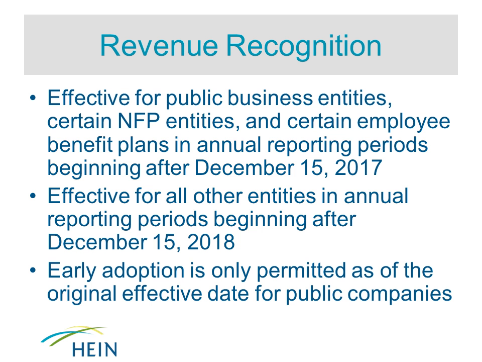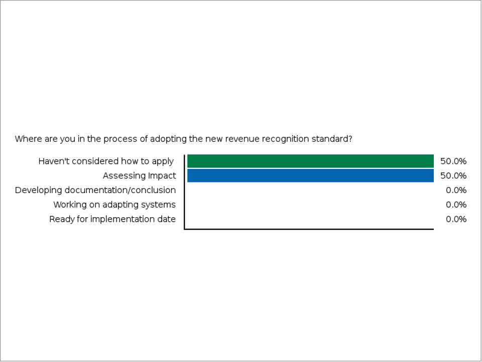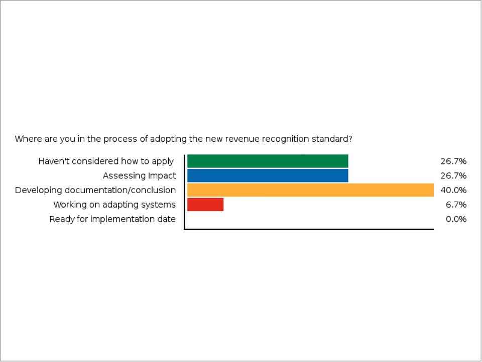We've got a polling question first. So we're going to start there, which is for the attendees. If you could please answer the question here. Where are you in the process of adopting the new revenue recognition standard? Having considered how to apply, assessing the impact, developing documentation/conclusion, or working on adapting systems ready for implementation date. Please make your selection now.